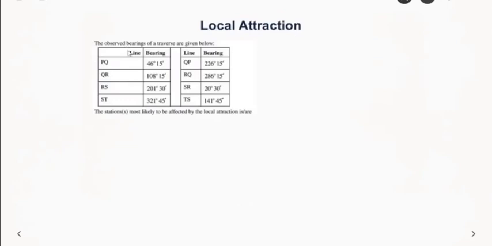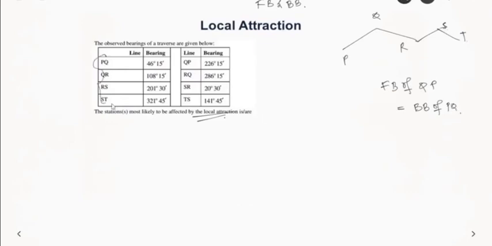So here they have given the bearings of a traverse PQRST. So this I am just drawing randomly, it may not be the correct angle. So here they are asking which stations are most likely to be affected by local attraction. So first we will try to find out the difference between forebearing and back bearing. So we know that forebearing of QP equal to back bearing of PQ. So for each of these we have the back bearing here.